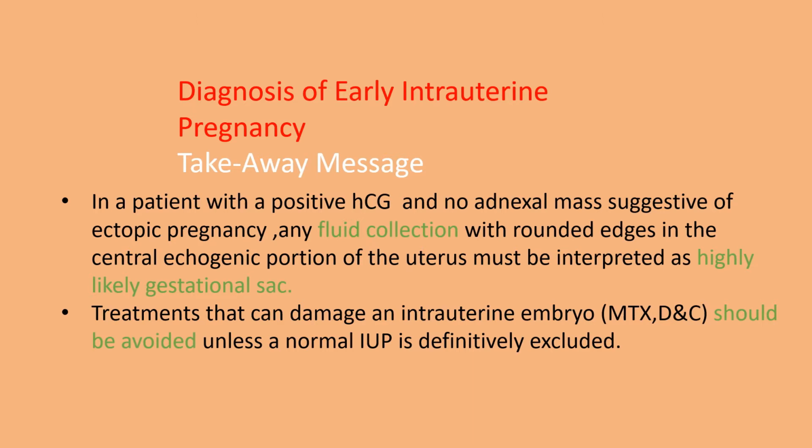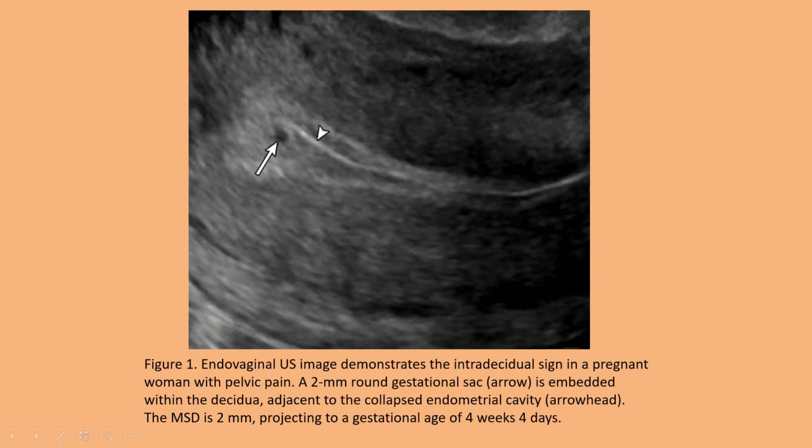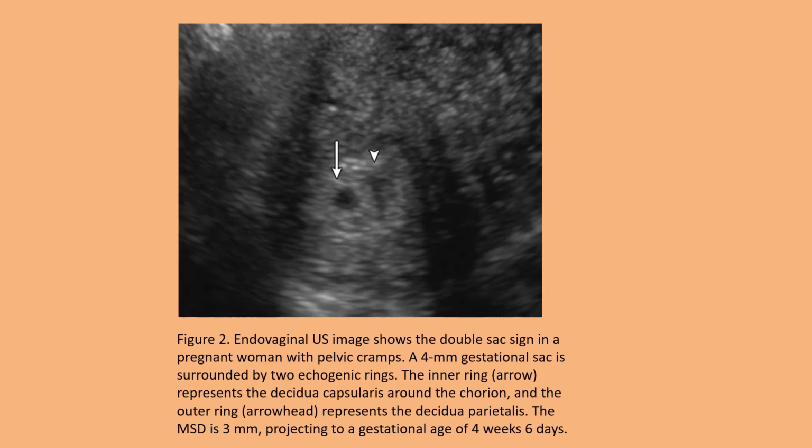definitely excluded. Here is an endovaginal ultrasound demonstrating an intradecidual sign in a pregnant woman with pelvic pain. A 2 mm rounded gestational sac is embedded within the decidua, adjacent to a collapsed endometrial cavity. Endovaginal ultrasound images show the double sac sign in a pregnant woman with pelvic cramps, a 4 mm gestational sac surrounded by two echogenic rings. The inner ring represents the decidua capsularis around the chorion, while the outer ring is the decidua parietalis.